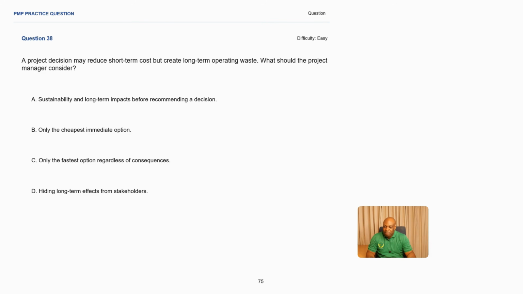Right. A project decision. Practice question number 38. A project decision may reduce short-term costs but create long-term operating waste. What should the project manager consider? What is our problem statement here? A project decision may reduce short-term costs, okay, but it's going to create long-term waste, right? What should the project manager consider?